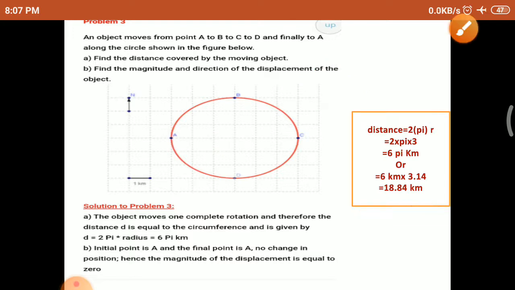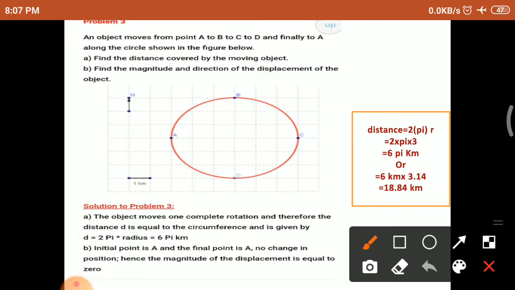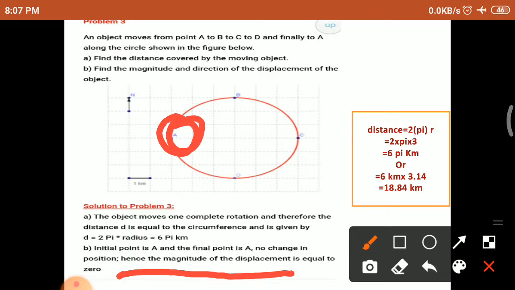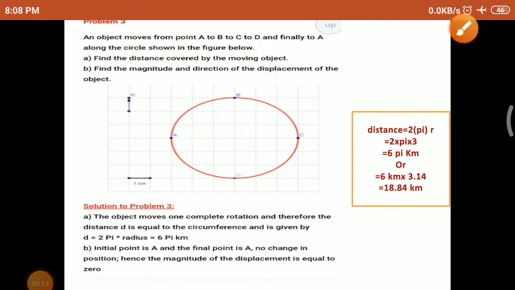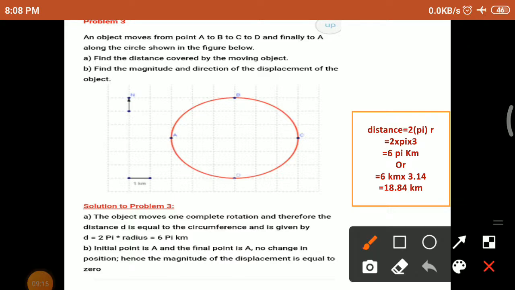So how to calculate the displacement? The starting position is this and the final position is also this. So the displacement in this numerical is 0. Initial point A and the final point is A. So no change in position. Hence the magnitude of the displacement equals 0. Here the initial and final point is the same point, so there is no displacement because final position minus initial position equals 0.